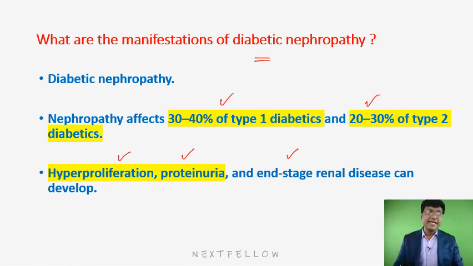But what will be the earliest manifestation? That will be in the form of proteinuria. And if you don't treat at the level of proteinuria, the individual will progress to the development of end stage renal disease. Next.